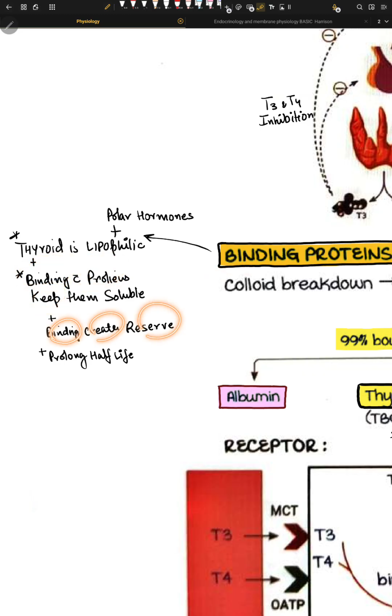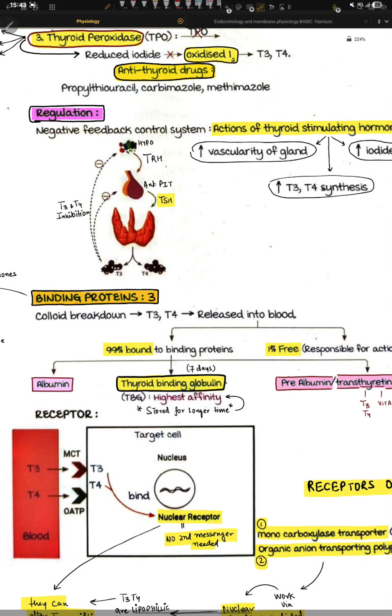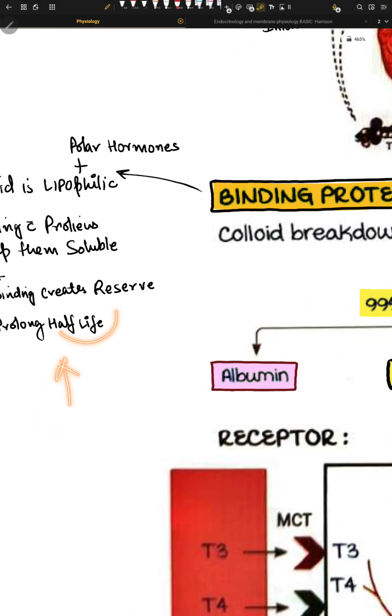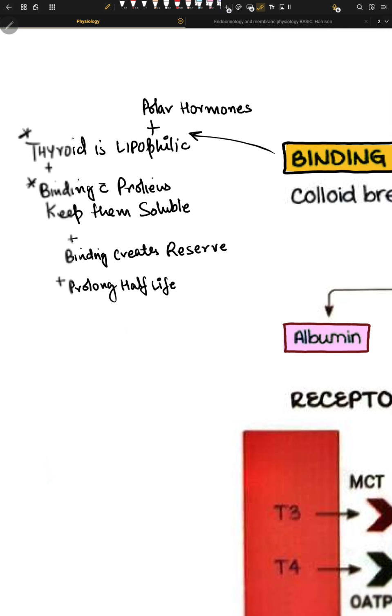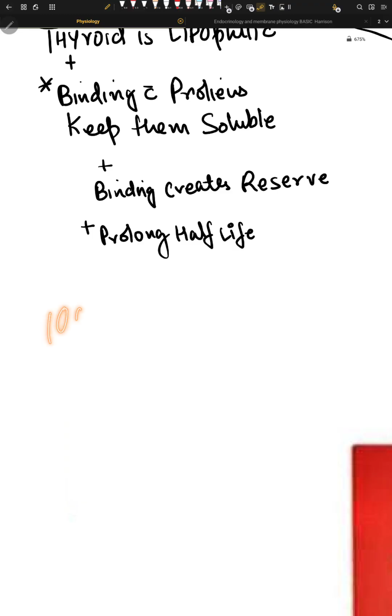Binding creates reserve, right? And prolonged half-life also occurs. Prolonged half-life means increased half-life. What is half-life? Half-life is just the duration. For example, I give you a drug, 10 milligrams, and it stays in your body for 10 hours. So what's the half-life? 5 hours is the half-life. So in 5 hours you will have 5 mg.